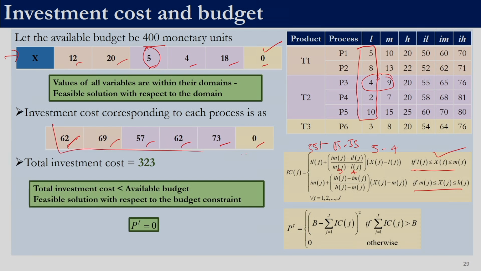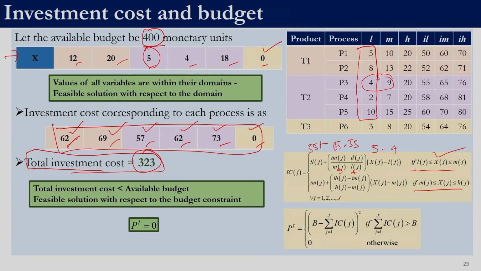If we sum this up, this is the investment cost for process 1, process 2, process 3, process 4, process 5 and process 6. The total investment cost which we require is the summation of this, 323. So we require 323, but what we have is 400. What we require is less than what is available, so there is no penalty to be assigned. It falls in this category. So no penalty to be assigned.